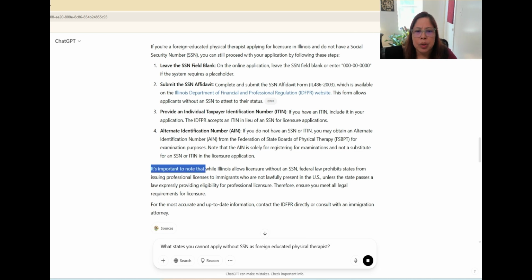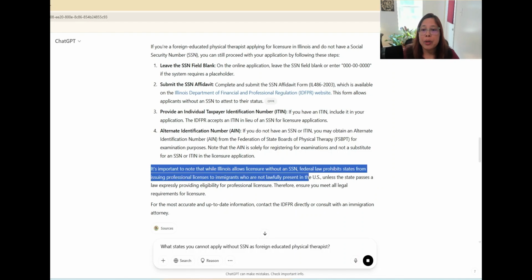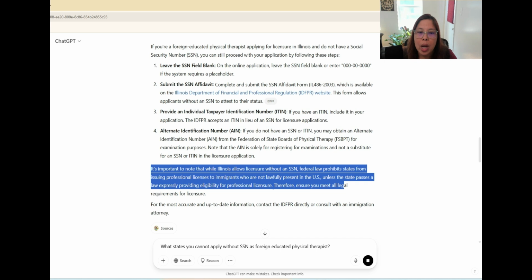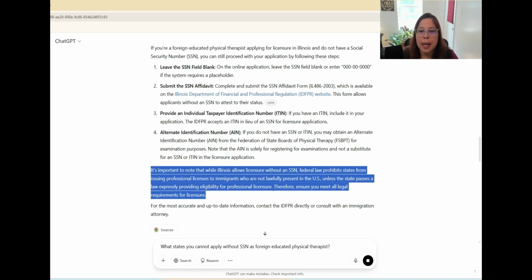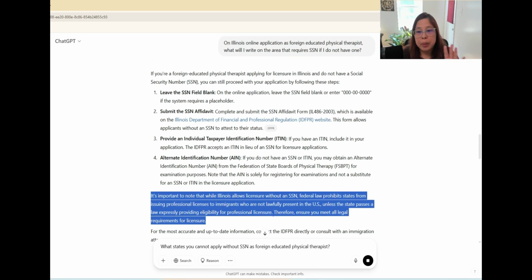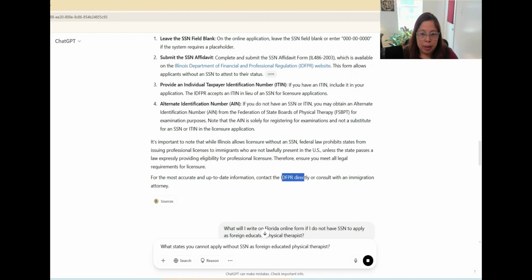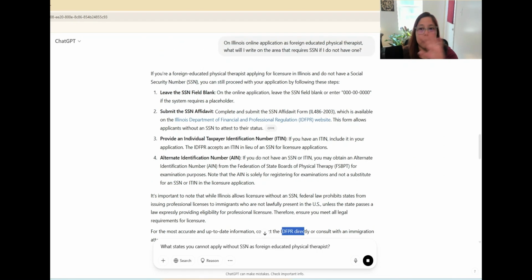So it's important to note that while Illinois allows licensure without a social security number, federal law prohibits states from issuing professional licenses to immigrants who are not lawfully present in the United States, unless the state passes a law expressly providing eligibility for professional licensure. Therefore, ensure you meet all legal requirements for licensure. Okay, so again, this is for informational purposes. If there are errors here, let me know, and again, double check the information from the website. Okay, so that is for Illinois.